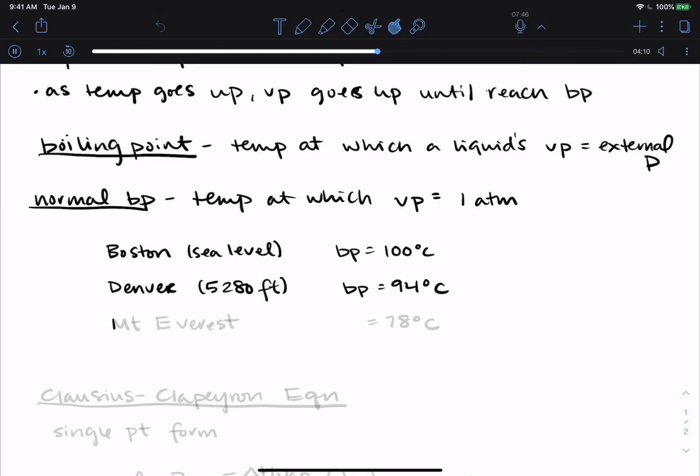Now, if you go up even higher, let's say that you go up to Mount Everest, which I don't have a height for, but you can imagine it's taller than Denver. Water at the top of Mount Everest boils at 78 degrees C because the pressure is so low. So for the relationship between temperature and boiling point, we use something called the Clausius-Clapeyron equation.